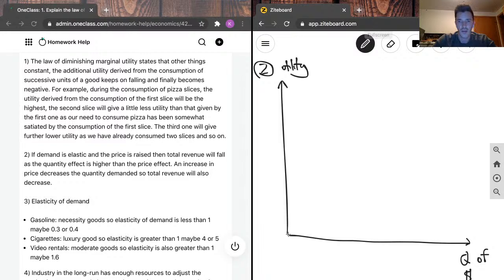And diminishing marginal utility was going to be shaped, let me try that again, shaped somewhat like that. Of course, never going quite flat, but each additional unit over time gives less.